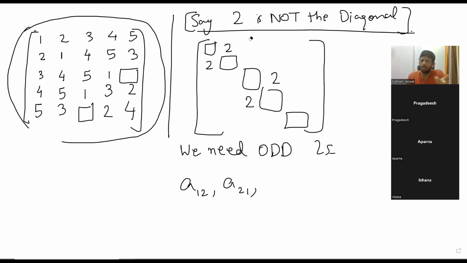Now everything looks so simple. We were so stupid. But you understand, right? If x is not on the diagonal, then you need an even number of x's because there is a symmetry. If you place x anywhere, you have to place another copy of x. So you'll get an even number of x's. But you need an odd number of x's. That's the problem.